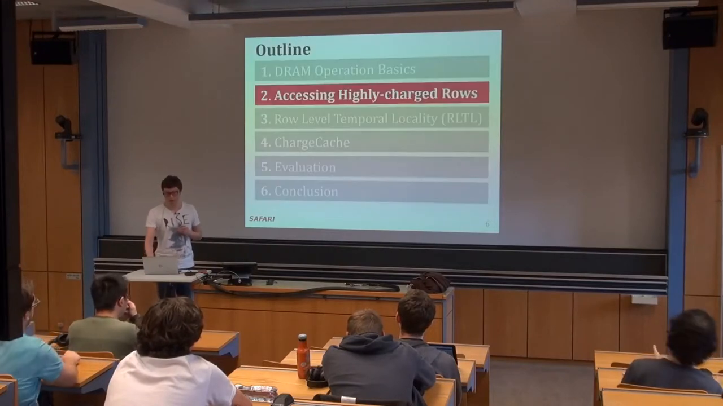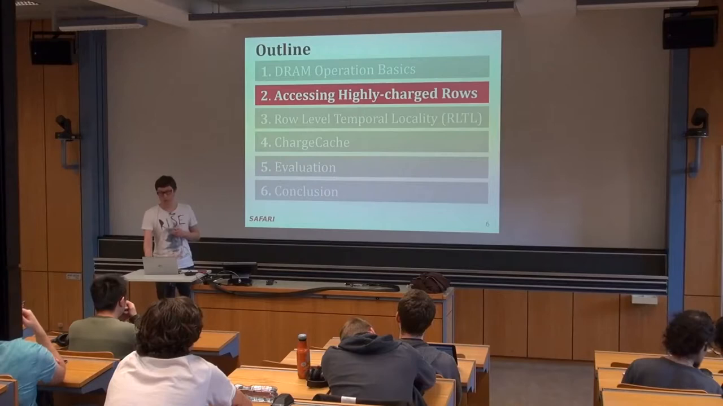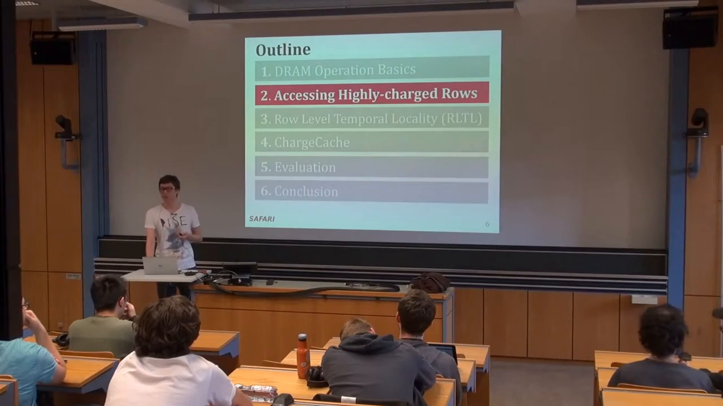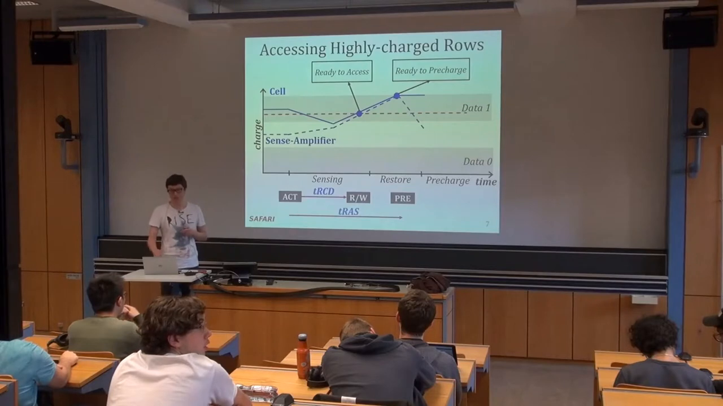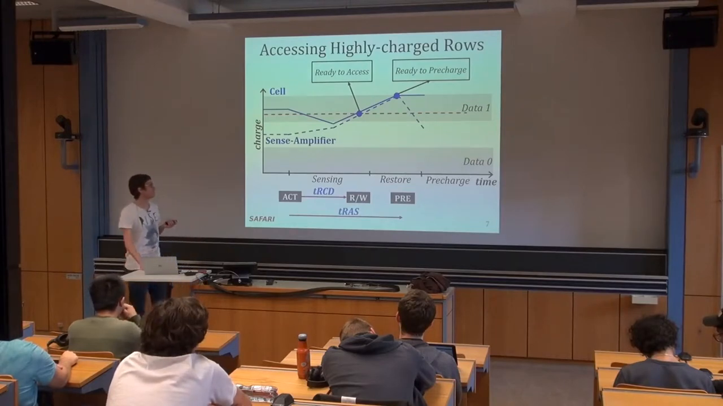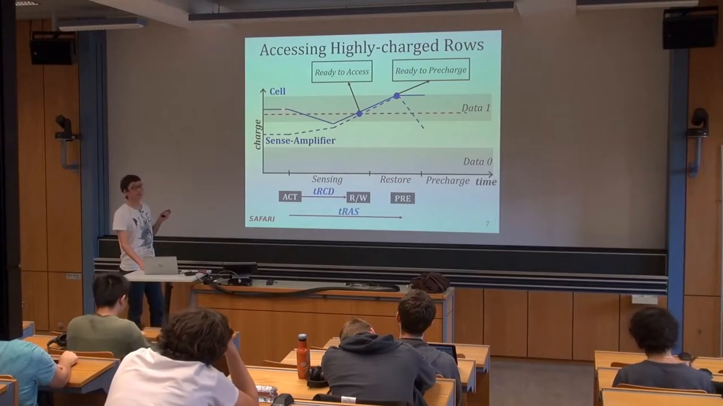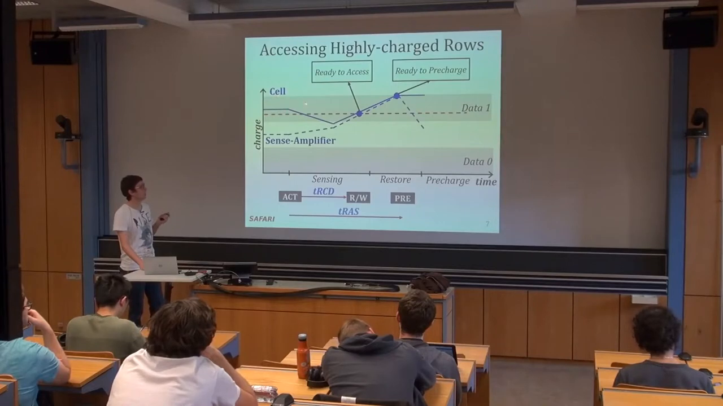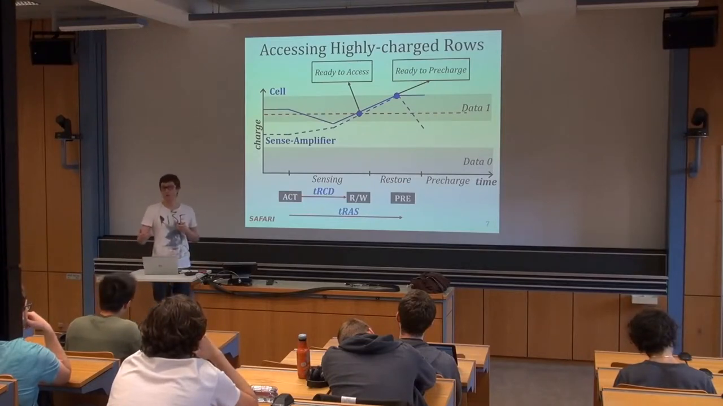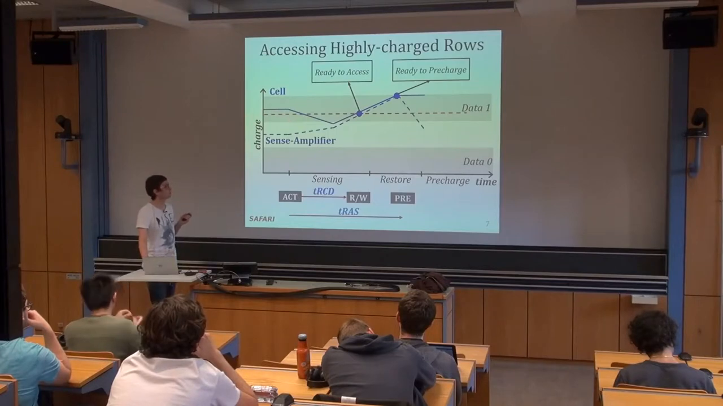Okay. So now let me try to explain why it matters, accessing highly charged rows versus other rows that are not classified as highly charged. This was an operation where we started the cell from this level. As you see, there's some room over here, right? The cell can have any charge level in this region, in data one region, from which we can still correctly read the data. So it has some margin to leak some charge, which happens over time.